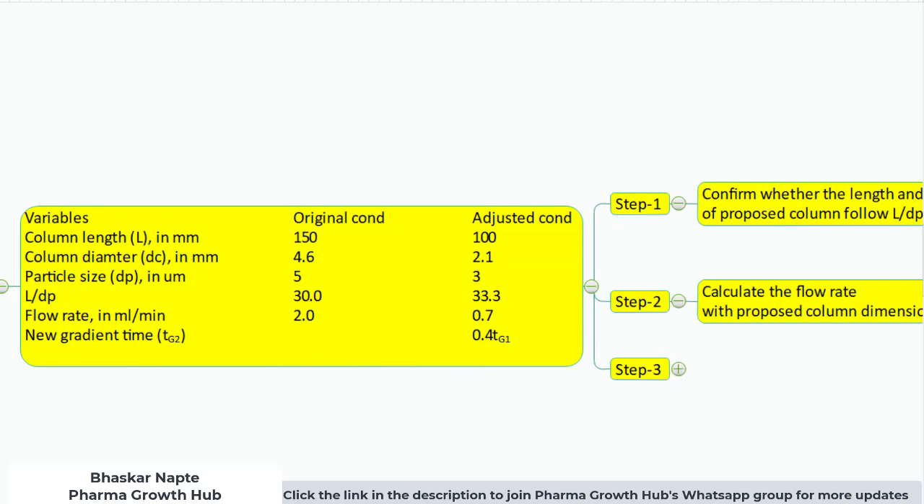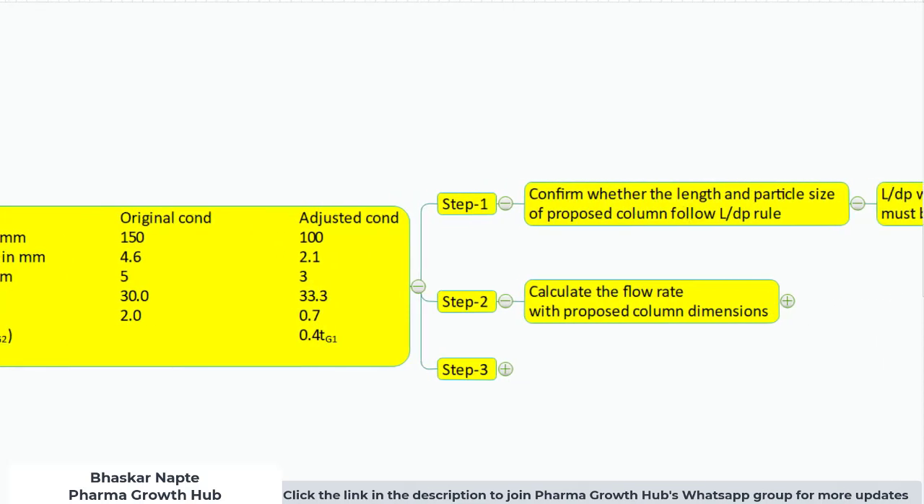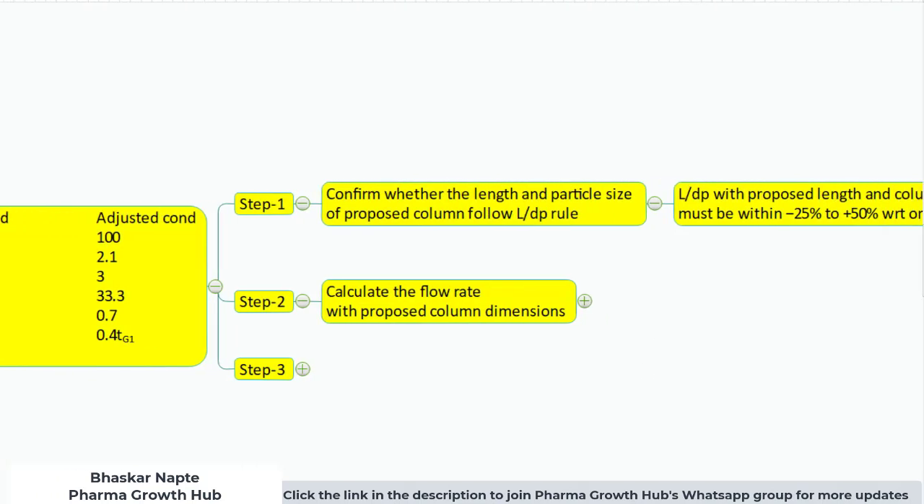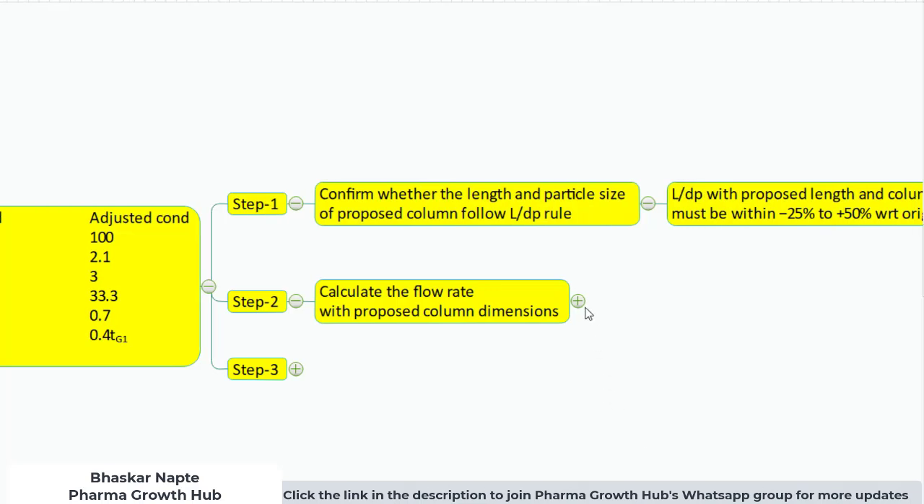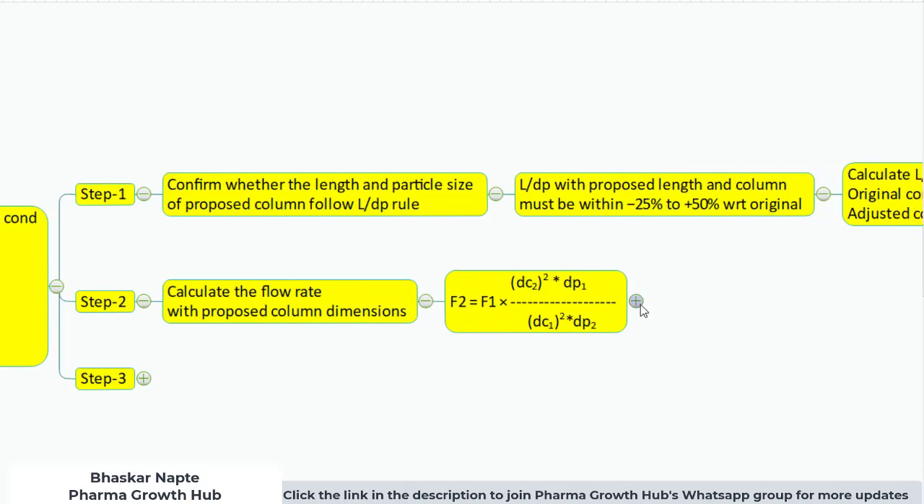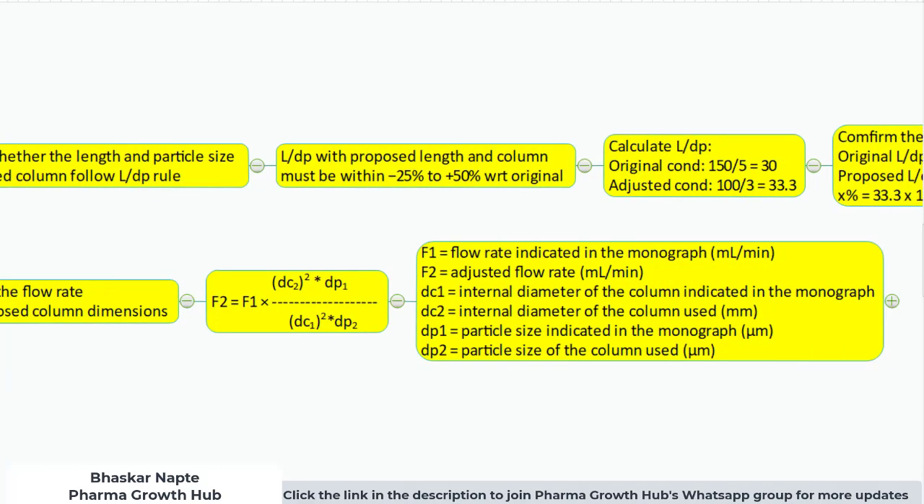Step number 2. Calculate the flow rate with the proposed column dimension. As the column dimension is changed, you cannot use the original flow rate to maintain a similar linear velocity. Let us understand what the new flow rate is. F2 is the new flow rate, and this is the calculation formula. Understand the meaning of each and every term.